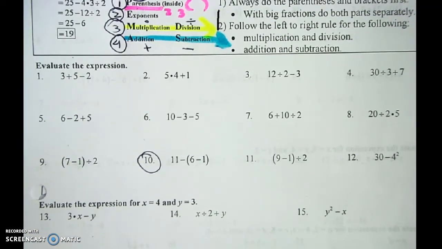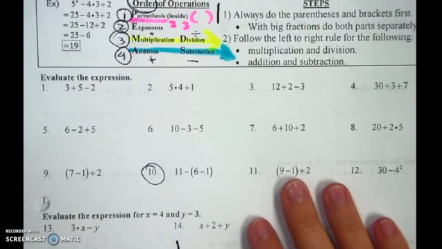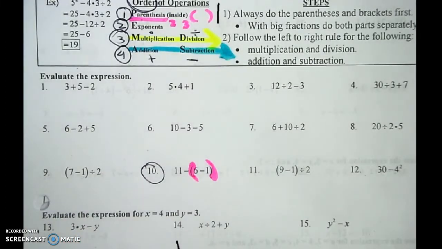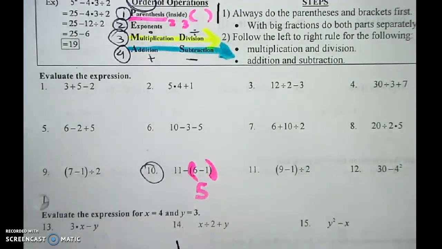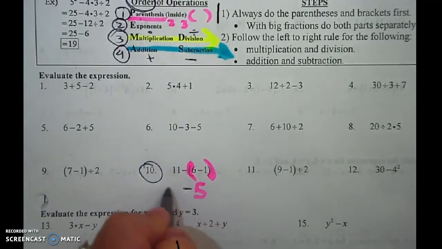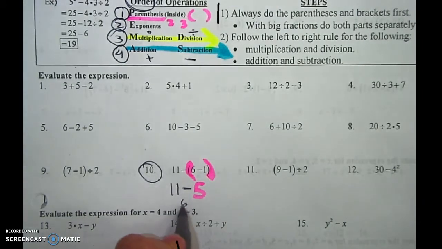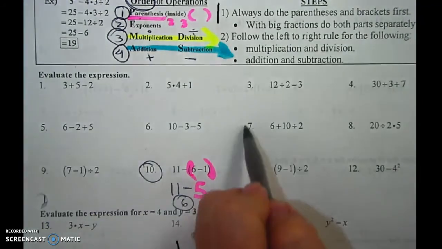Okay, the first thing you need to do is parentheses. What is 6 minus 1? 5. Now that you've figured that out, you can bring down everything else. There's the minus, there's the 11. Now, what is 11 minus 5? 6. And you're done. Let's look at number 7.